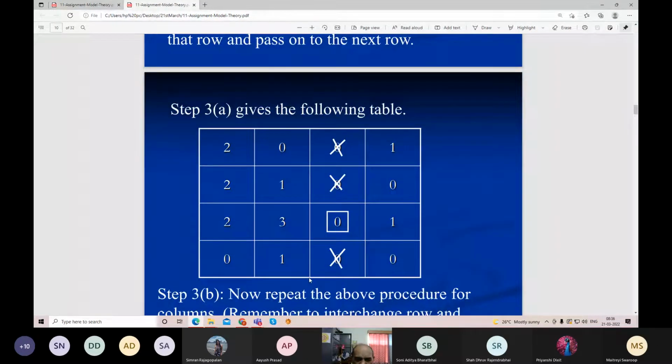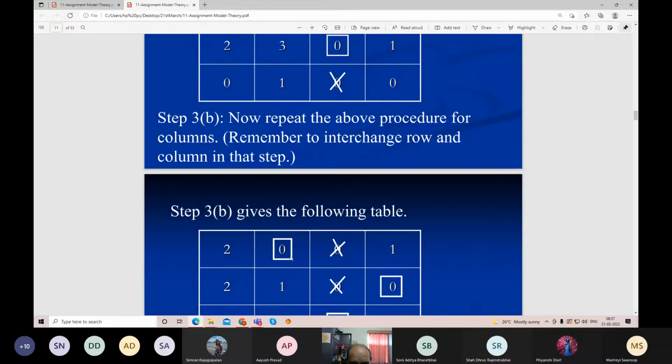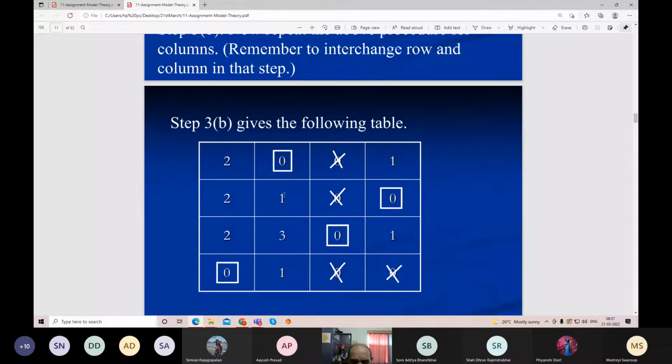Okay. After that, what are we finding? In the first row, already 1 zero has gone, only 1 zero remains. So we must assign this 0. We are assigning. Then we cross other zeros in the same column. So here we are assigning this. Okay. And there is no 0 in the same column.